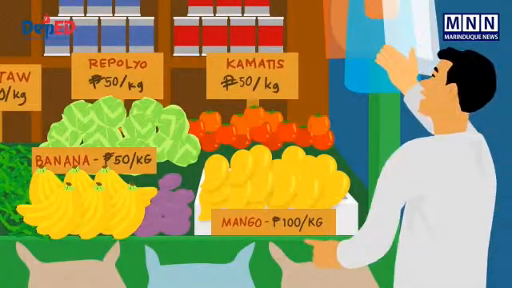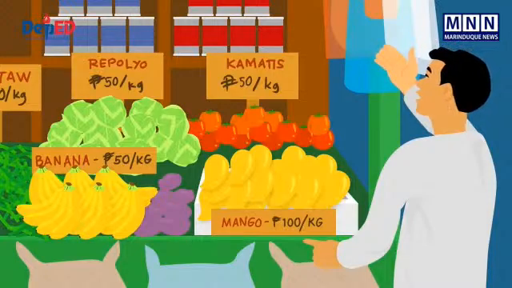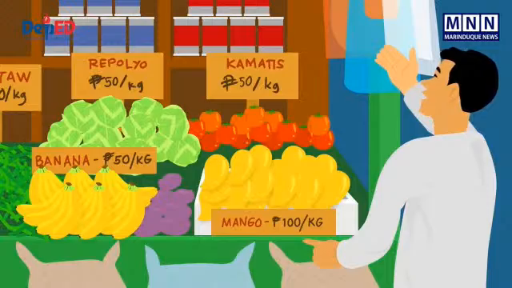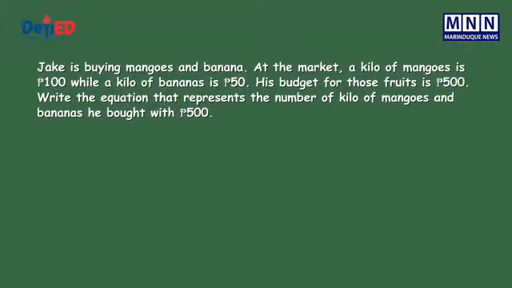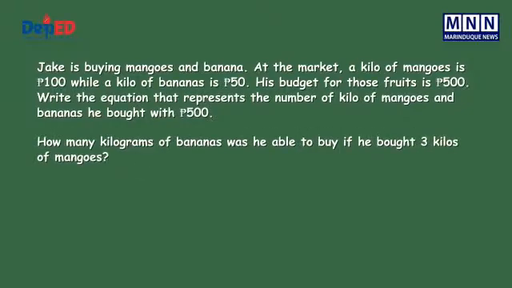Jake is buying mangoes and bananas. At the market, a kilo of mangoes is 100 pesos, while a kilo of bananas is 50 pesos. His budget for those fruits is 500 pesos. Write the equation that represents the number of kilos of mangoes and the number of kilos of bananas he brought with 500 pesos. Next, how many kilos of bananas were he able to buy if he bought 3 kilos of mangoes?